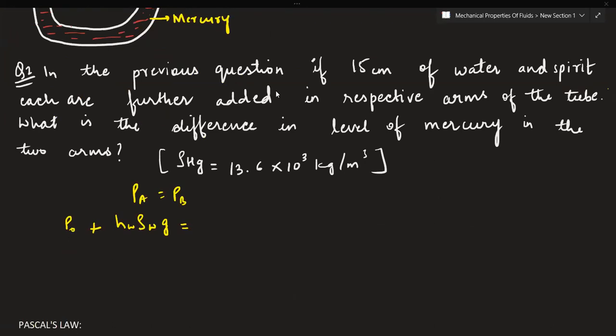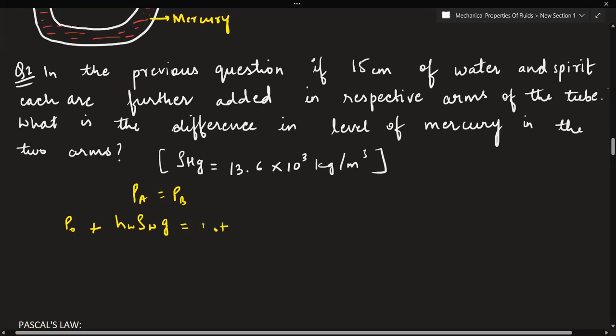So now see, on the right hand side, we won't be having only spirit. It would be P naught, the atmospheric pressure, plus height of spirit, I'm taking it as S, then density of the spirit into acceleration due to gravity. Plus now the pressure exerted by the Mercury column. So that would be height of the Mercury column, this is the unknown which we have to calculate, then the density of Mercury multiplied by acceleration due to gravity. Is it clear or not?